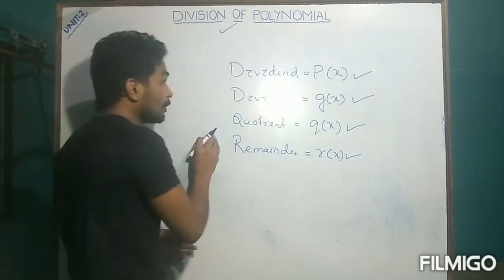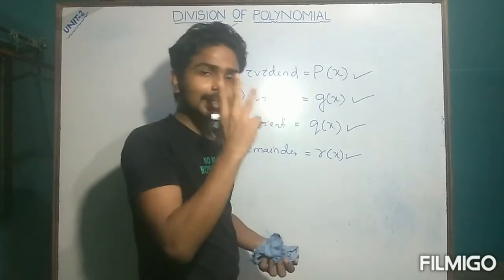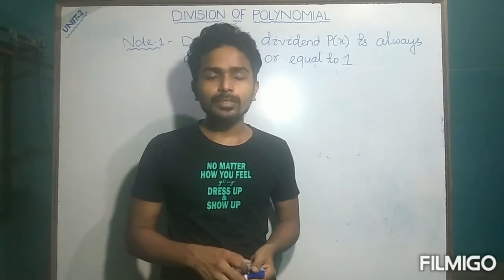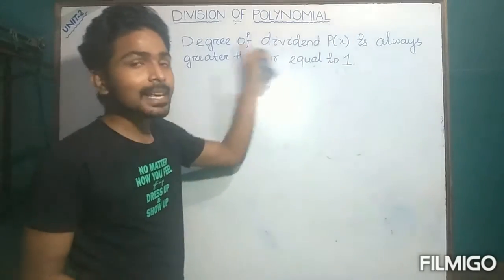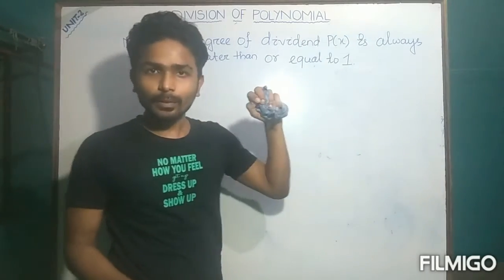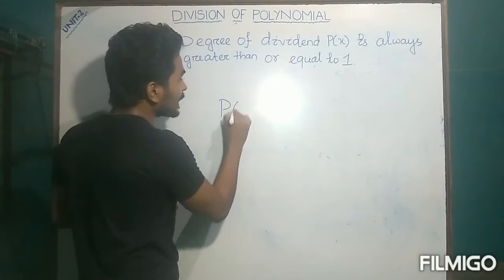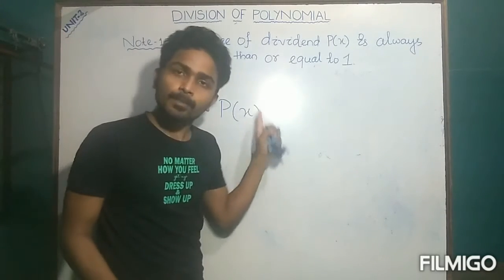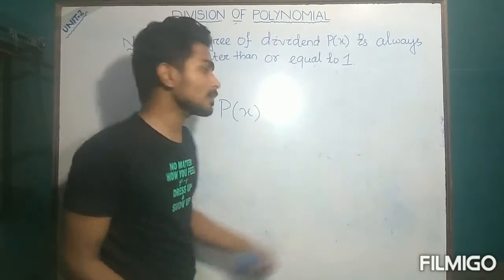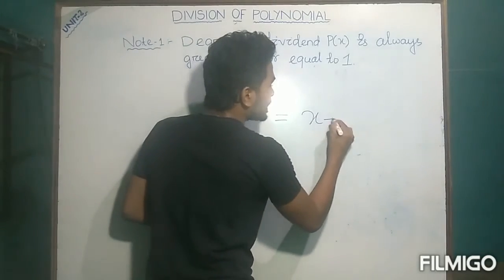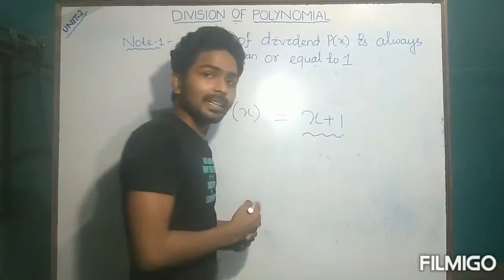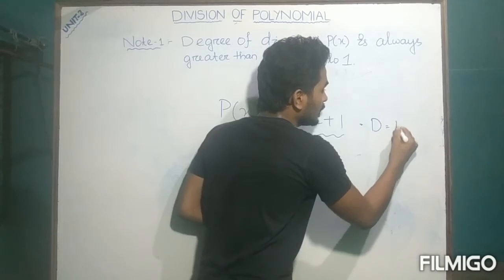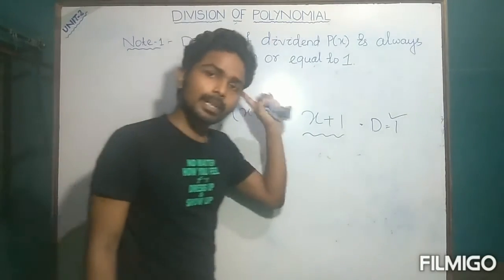Okay, and before performing division you have to keep in mind 3 things. Out of the 3 most important things in order to perform a division, the first point is that the degree of the dividend p of x is always greater than or equal to 1. Suppose we take x plus 1, can it be a dividend? See, it is a polynomial of degree 1. So according to our definition, it can be a dividend.